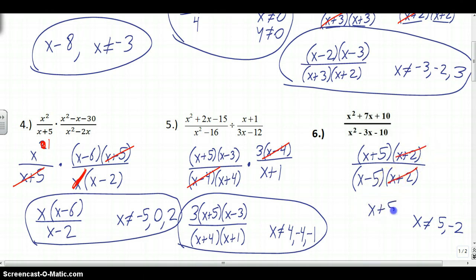You may not cancel the x plus 5 and the x minus 5. Yes, they both have an x, and yes, they do both involve a 5, but they cannot cancel. X plus 5 is a different number than x minus 5. Alright? You cannot cancel those.